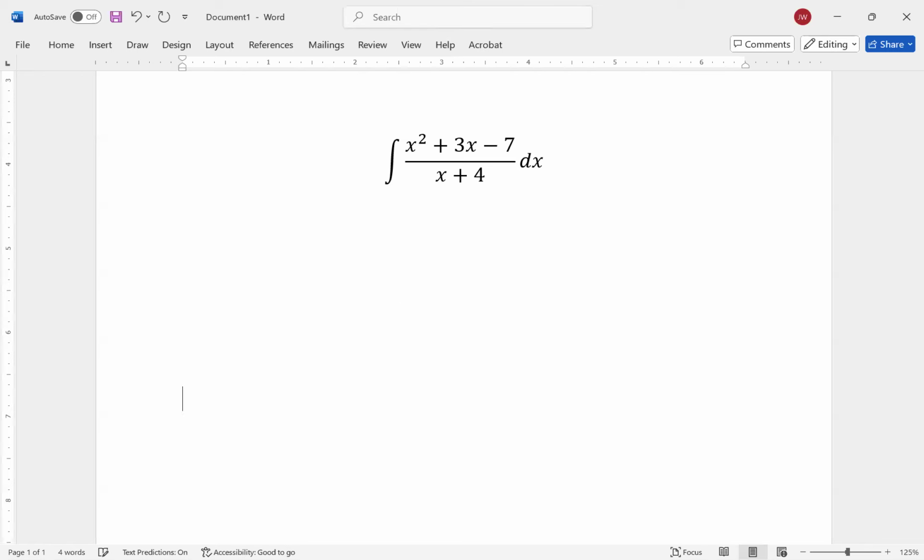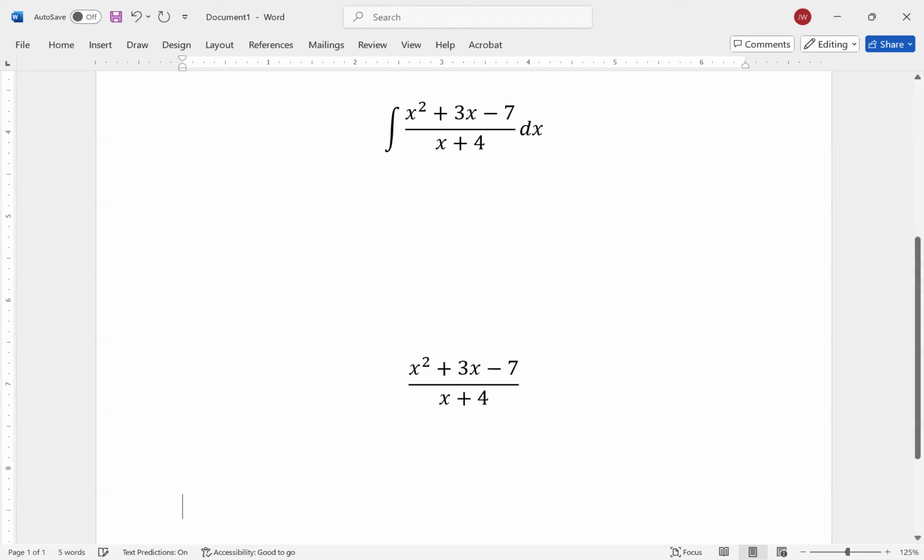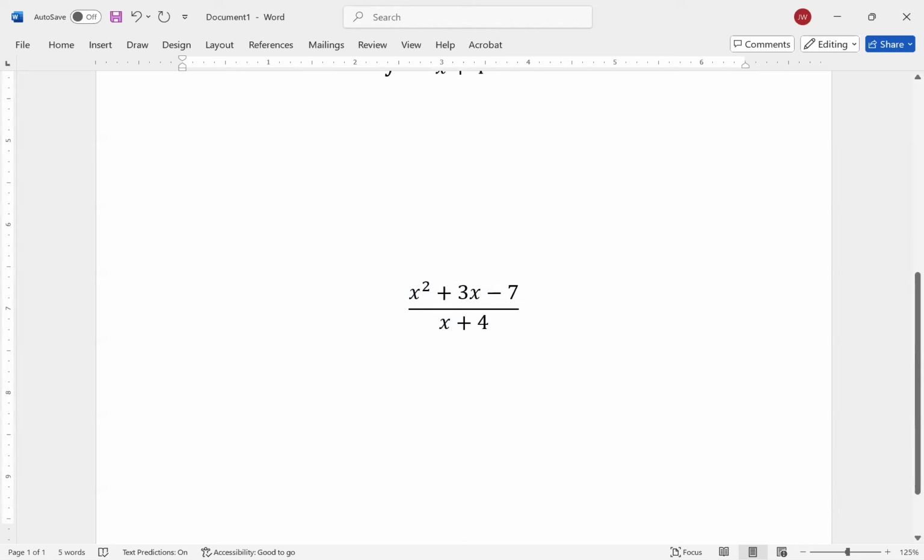So I'm going to do this off to the side. I'm going to take x squared plus 3x minus 7, and I'm going to use either long division or, in this case, I can use synthetic division to divide by x plus 4. Hopefully you've done either long division or synthetic division. If you haven't done those in a while, let me refresh that idea.